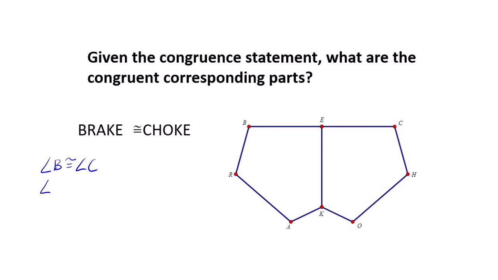So then we can say angle R is congruent with angle H, the second with the second. Then we can say angle K, oops, I skipped A. Angle A is congruent with angle O. Okay, so I'll let you do the last two.